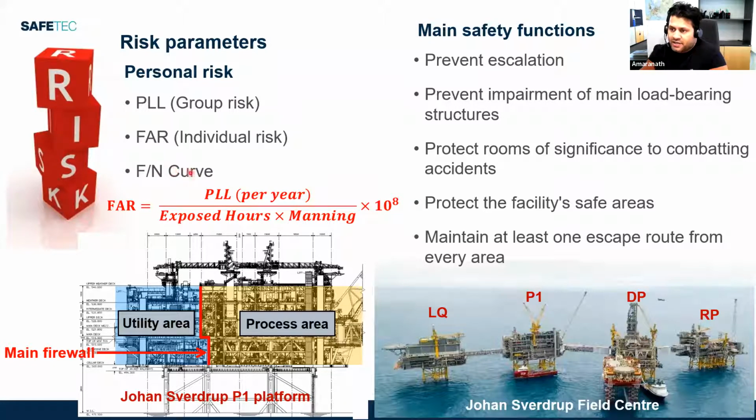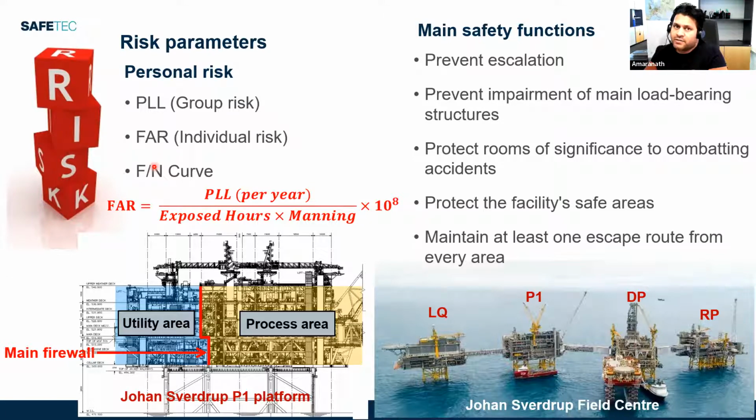We also use FN curve to express the risk to the third parties. So this is very important when we work with onshore installations, where the risk exposure is not only on the first party, but also on the third party or the people living in the surrounding area. So FN curve will provide you the risk to the society or risk to the third parties around the installation.